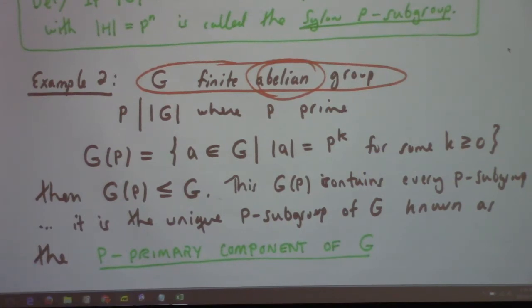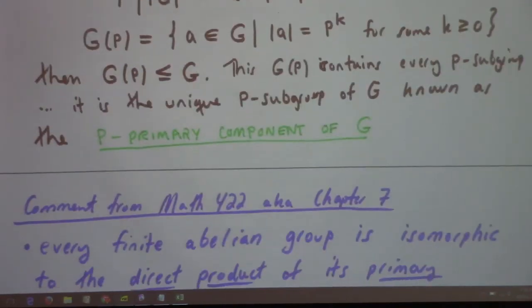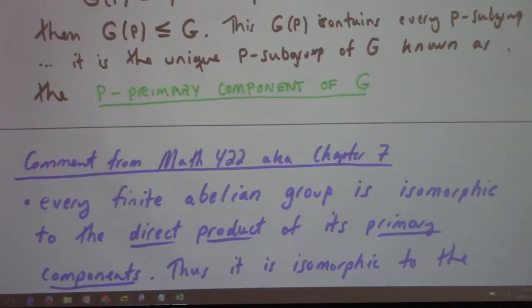Okay. So the Klein 4 group is an example of this. The prime is 2. Everything has 2 to a power order in the Klein 4 group. So anyway, that's called the P primary component of G.